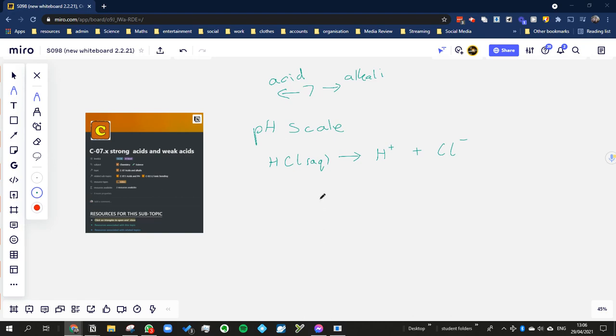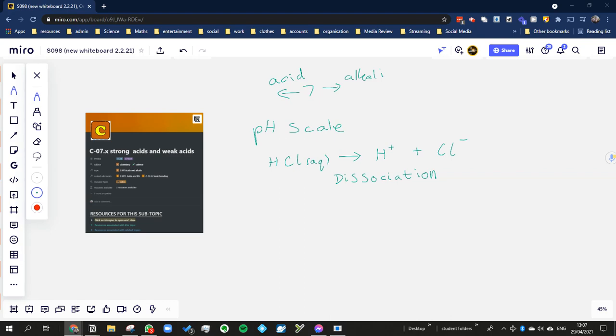What is this called when it separates into these ions? It's called dissociation. We can say that the ions dissociate from one another, from the molecule. Dissociation. And strong acids completely dissociate. Weak acids do not completely dissociate.